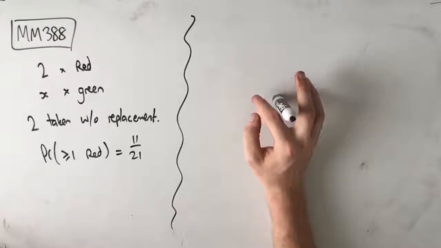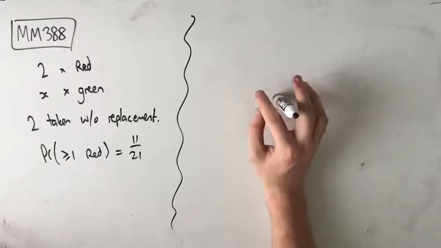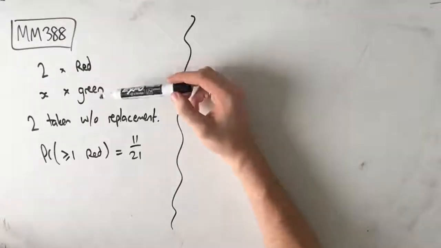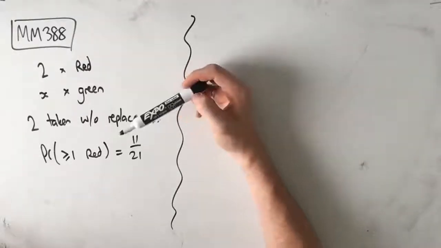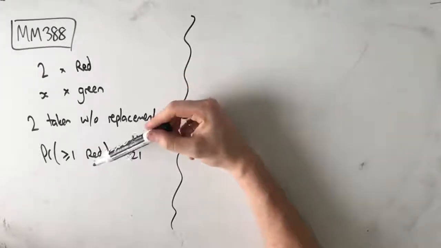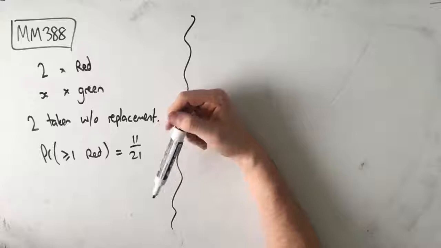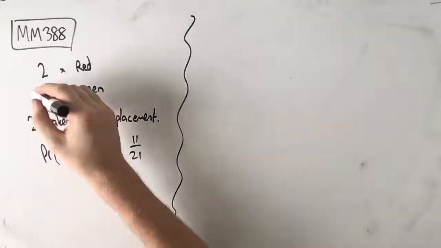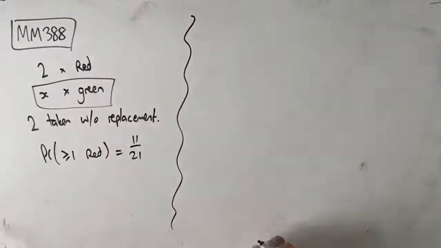So, this is quite a tricky question, so if you couldn't get it, it's all good. We're dealing with conditional probability here. There are two red bracelets and X green bracelets in a jewelry box. Two bracelets are taken from the box without replacement. If the probability of taking at least one red bracelet is equal to 11 on 21, the value of X is. Awesome. So we're basically looking for the amount of green bracelets that are in the box, right?